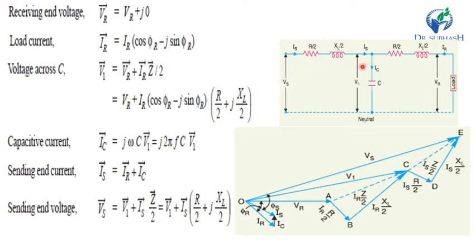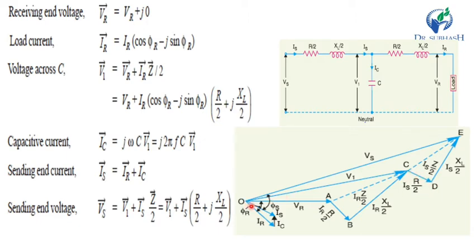Between them there is a drop due to R by 2 and XL by 2. This drop is due to the IS current, so IS into R by 2 and IS into XL by 2. If we want to draw the line for the resistive and inductive drop, first we find the current IS, draw the line of current IS, then we draw the drop parallel to it.